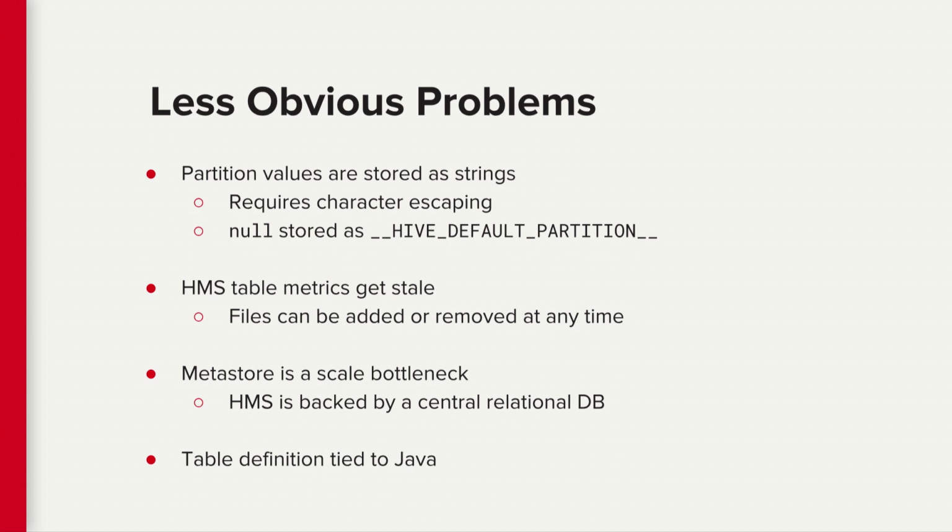Then we've got the Hive Metastore is a scale bottleneck. Most people probably don't run into this, but if you're at, say, LinkedIn or Twitter or Netflix, I'm pretty sure you are. Actually, I don't know that we are. Yes, we are. We're definitely hitting that. And then the table definition is tied to Java for no reason. So these are all minor things that we'd really love to improve.